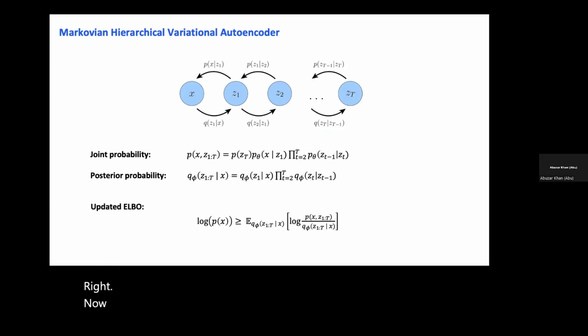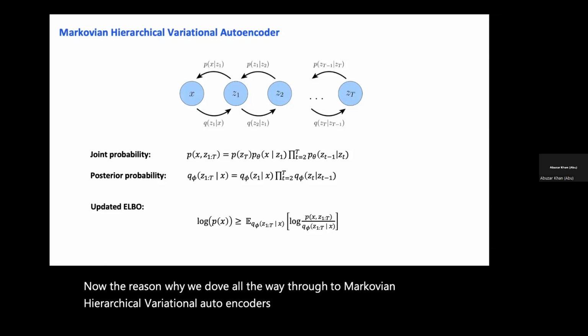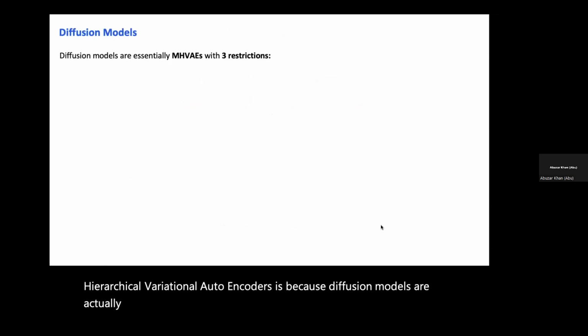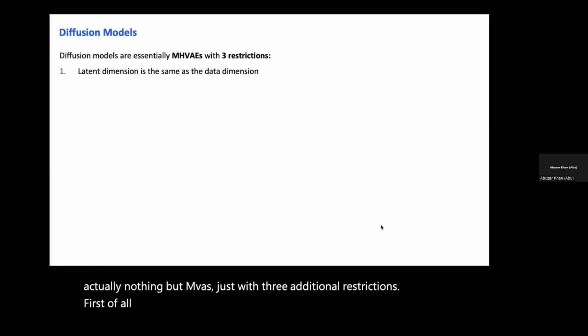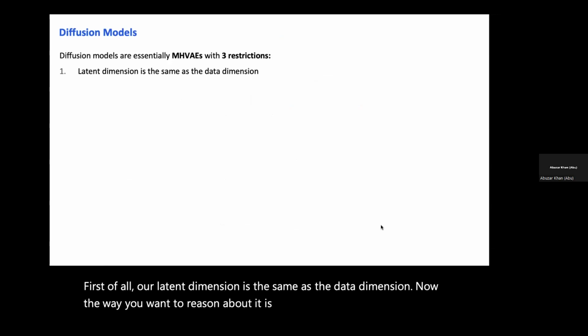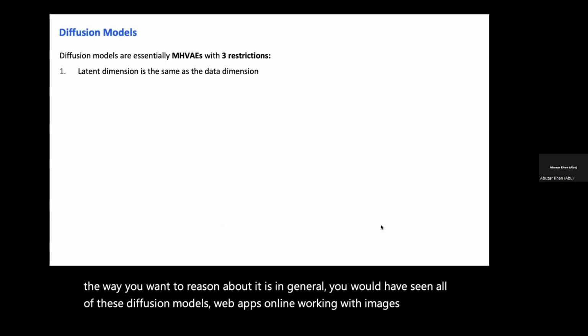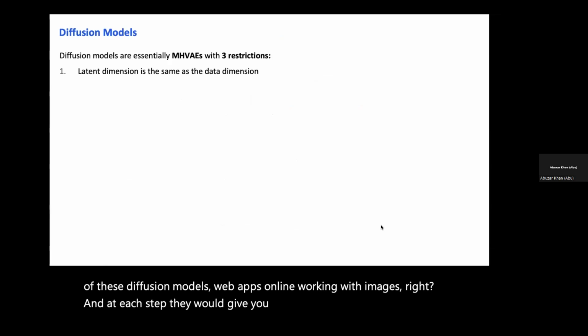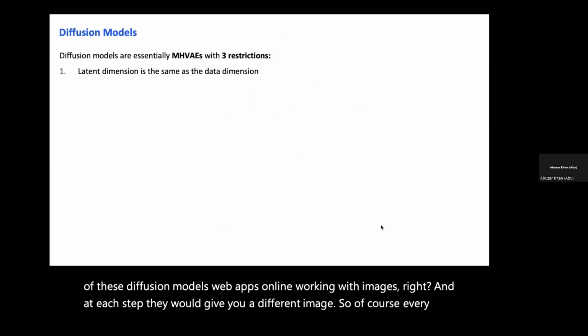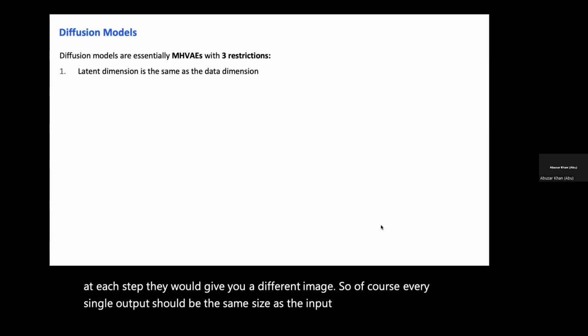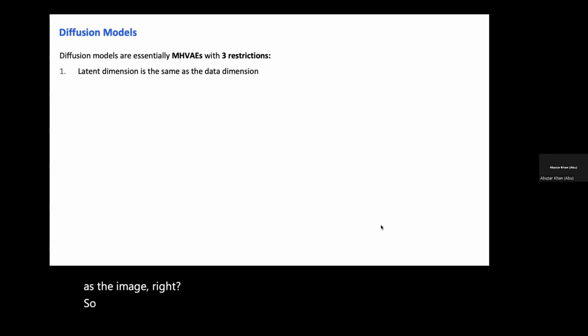Now, the reason why we dove all the way through to Markovian hierarchical variational autoencoders is because diffusion models are actually nothing but MHVAEs, just with 3 additional restrictions. First of all, our latent dimension is the same as the data dimension. The way you want to reason about it is, you would have seen all of these diffusion model web apps online working with images, right? And at each step, they would give you a different image. So every single output should be the same size as the input, which is the same size as the image. So our latent dimension is now restricted to be the same as the data dimension.